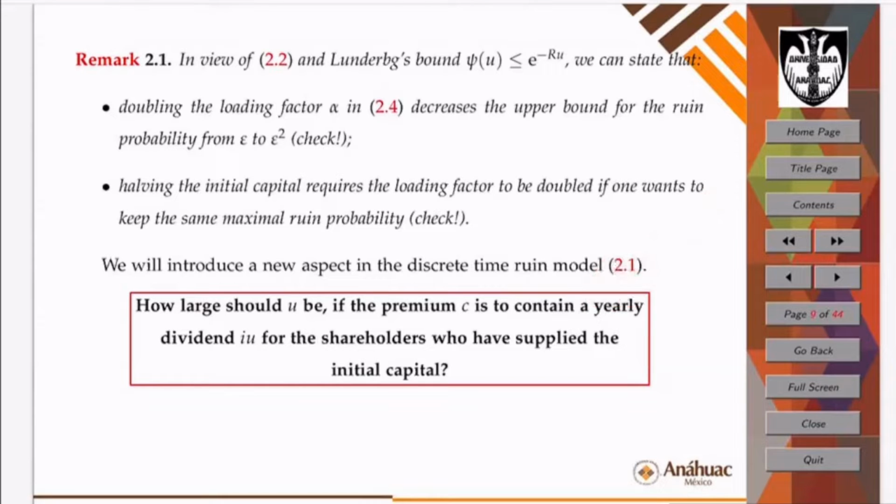Another question that will be very important for us during our study in this course, you should ask yourselves: how large should the initial capital be if the premium has to contain a yearly dividend of, say, I times U, so that the shareholders can have a dividend? This is a very important question that we will need to address. Now, if you take a look at what we have just studied in the last 3 premia, that is the net premium, the variance premium, and the exponential premium, there is not even a hint of payment made to the shareholders. So if you are to pay a yearly dividend of I times U, then you should do something else.